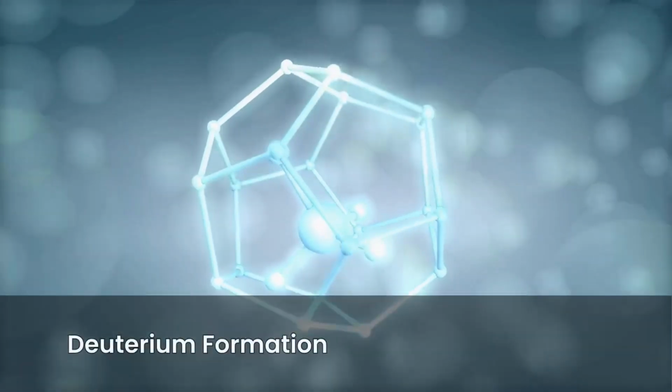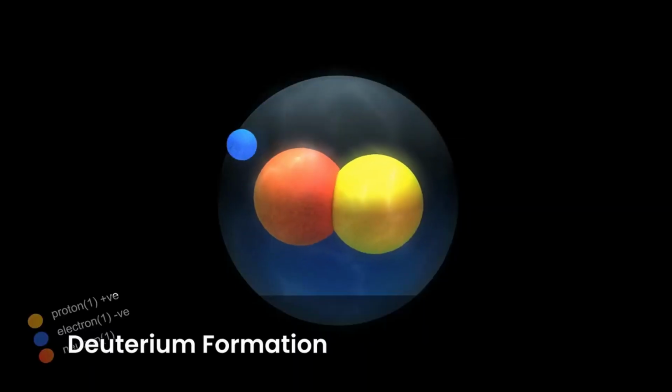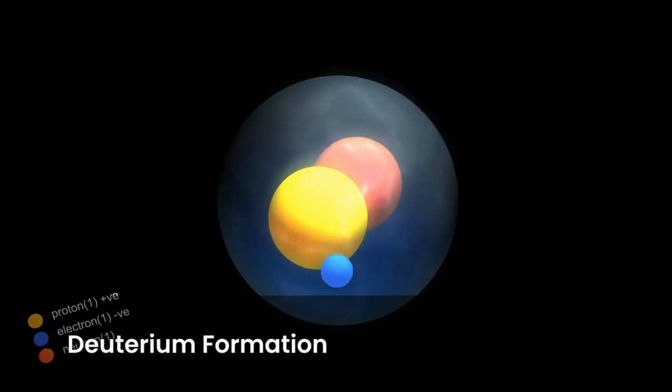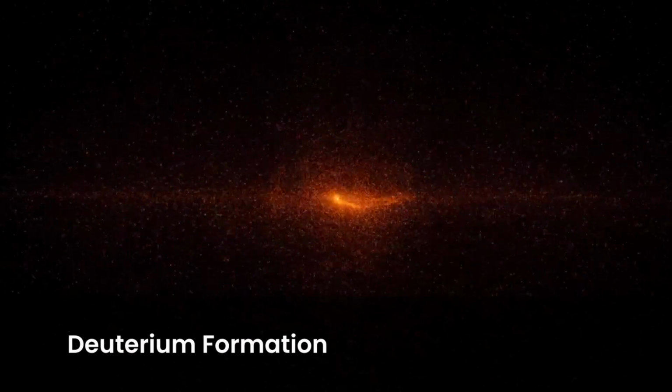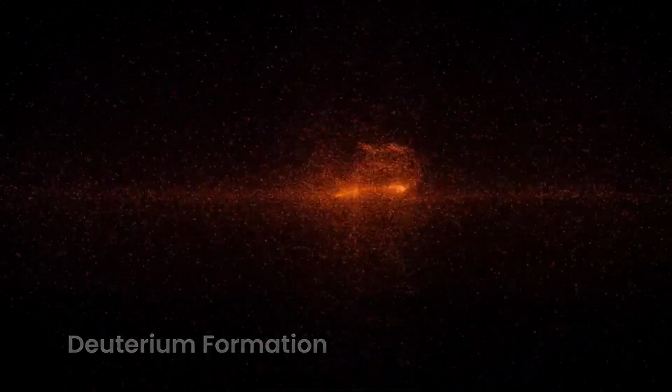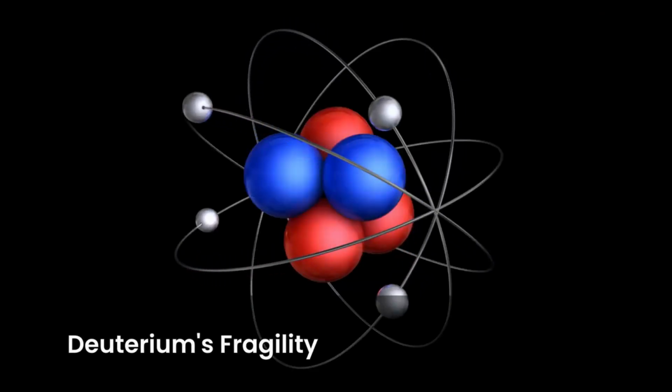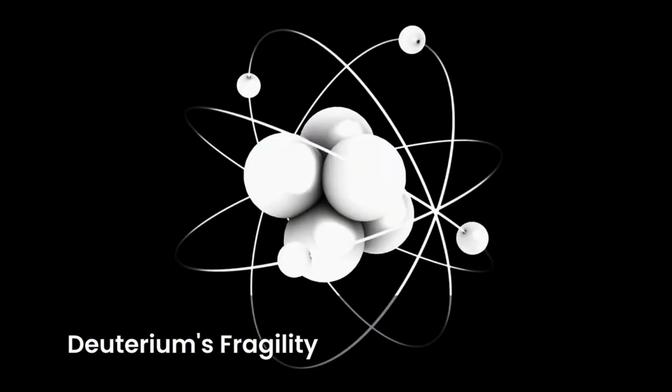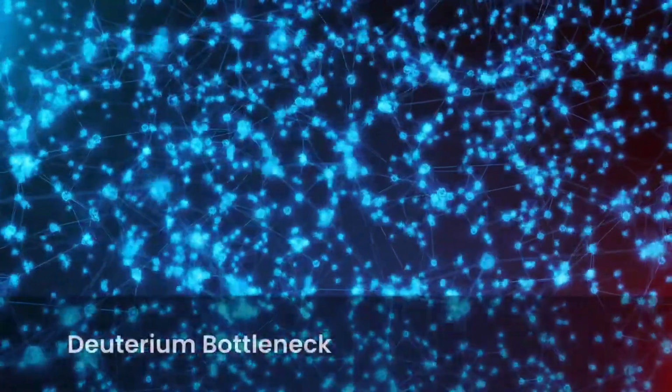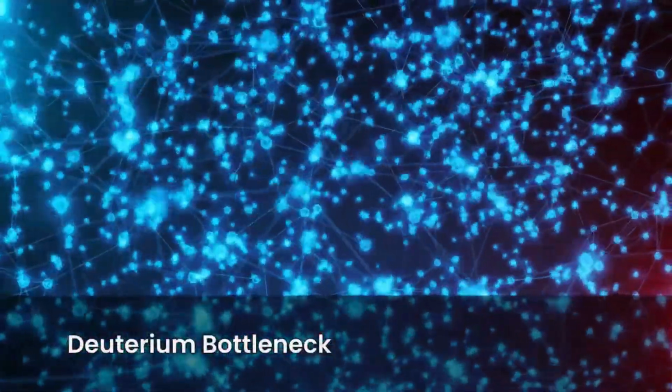The formation of deuterium was the first major hurdle in BBN. Deuterium, a heavy isotope of hydrogen, consists of one proton and one neutron. However, deuterium is relatively fragile. It can be easily broken apart by high-energy photons. In the early universe, there were plenty of these photons around.